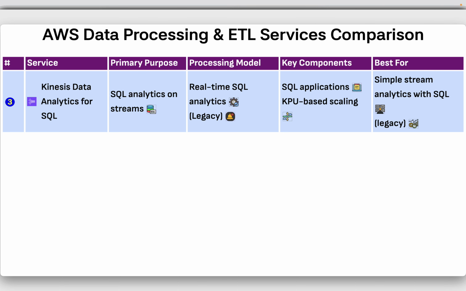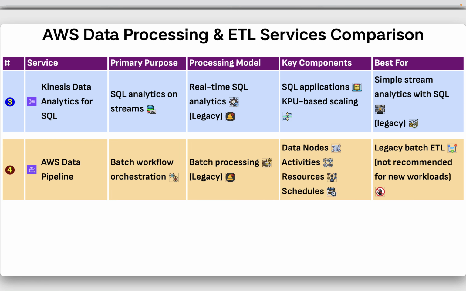Then next comes Kinesis Data Analytics for SQL. Primary purpose: SQL analytics on streams. The processing model is real-time SQL analytics, and legacy. Key components: SQL applications, and scaling is based on Kinesis processing units. Best for simple stream analytics with SQL. Currently this is a legacy service, but in the exam it may show up.